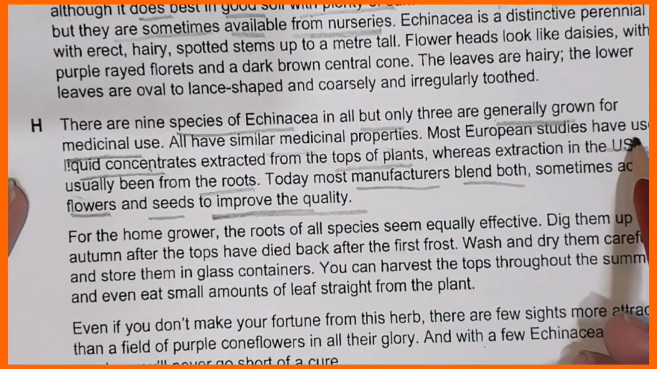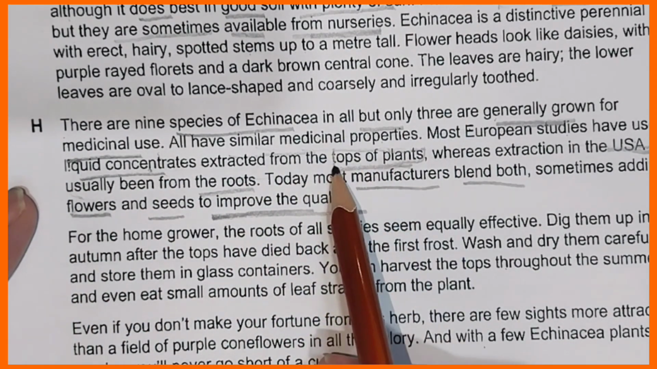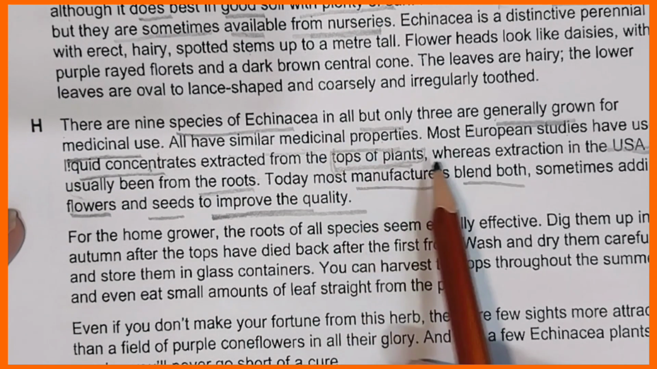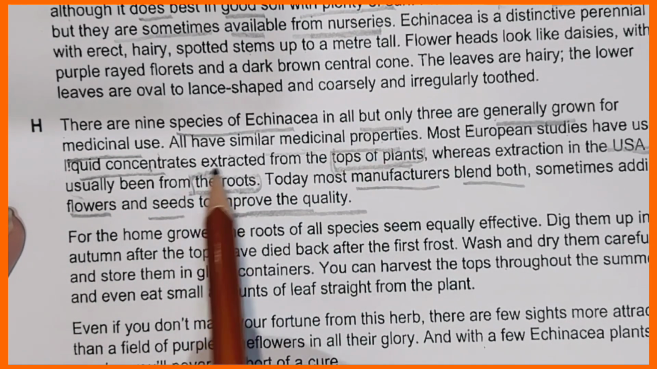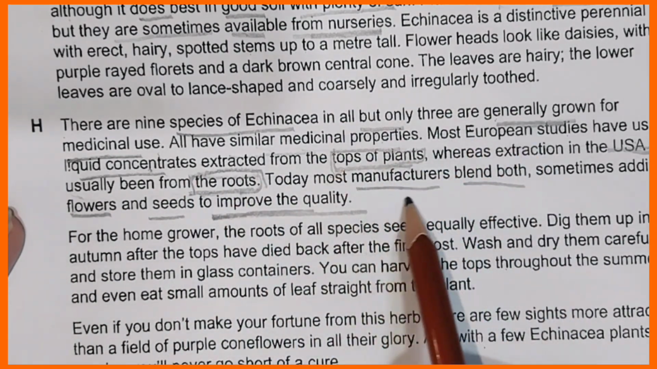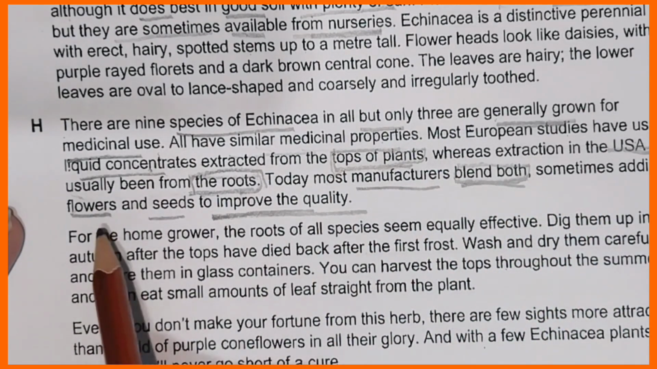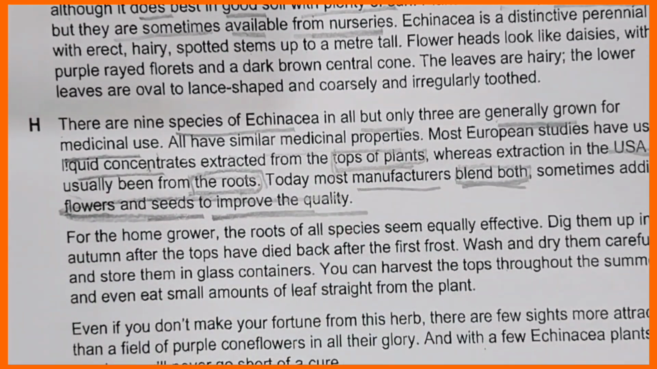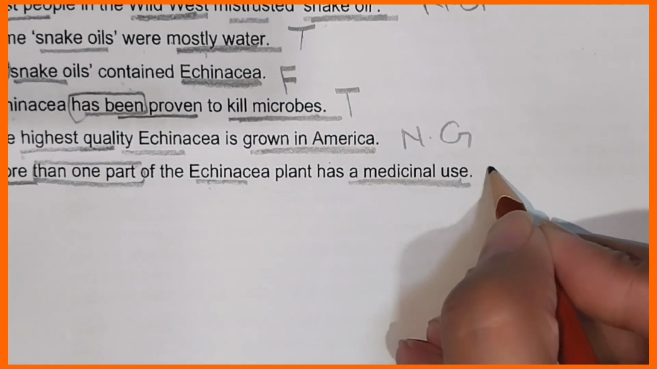Most European studies have used liquid concentrates extracted from the tops of plants, whereas extraction in the USA has usually been from the roots. So they're using roots and tops. Today most manufacturers blend both, sometimes adding flower and seeds. So it means more parts of the plant are used for medicine. More than one part of the echinacea plant has a medicinal use, so our answer is true.